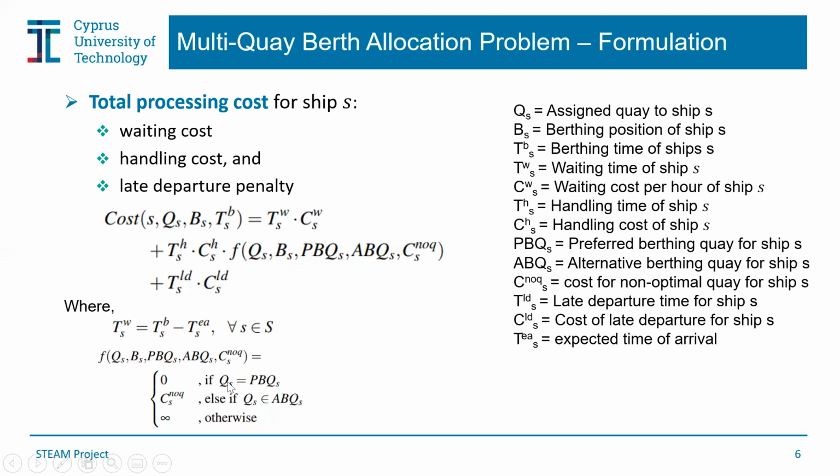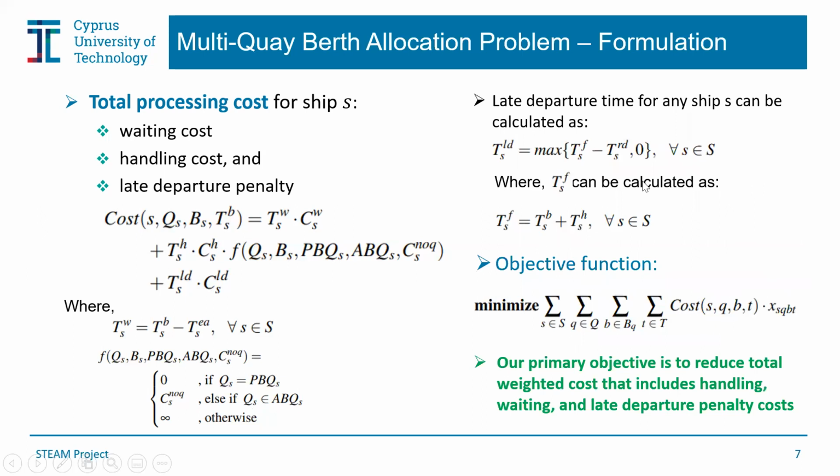If assigned Q is equal to PBQ, the preferred berthing queue, the penalty is 0. Otherwise, if Q is equal to ABQ, the alternative berthing queue, it means a fixed penalty is added into handling cost. Otherwise, infinite penalty is added.